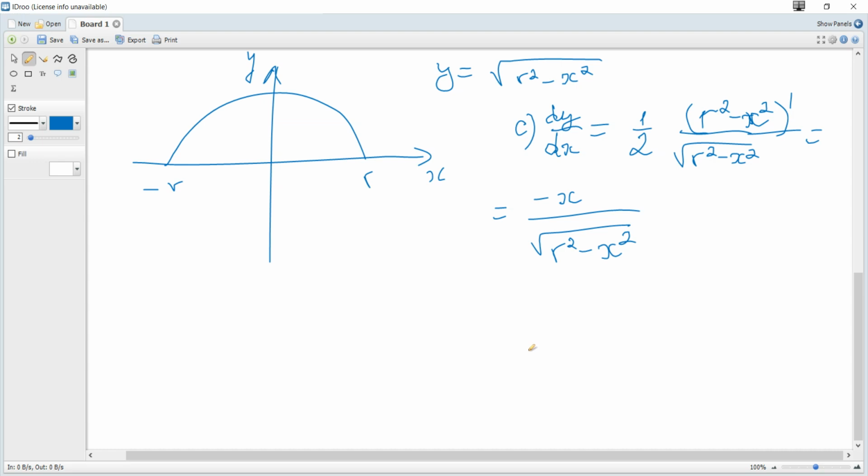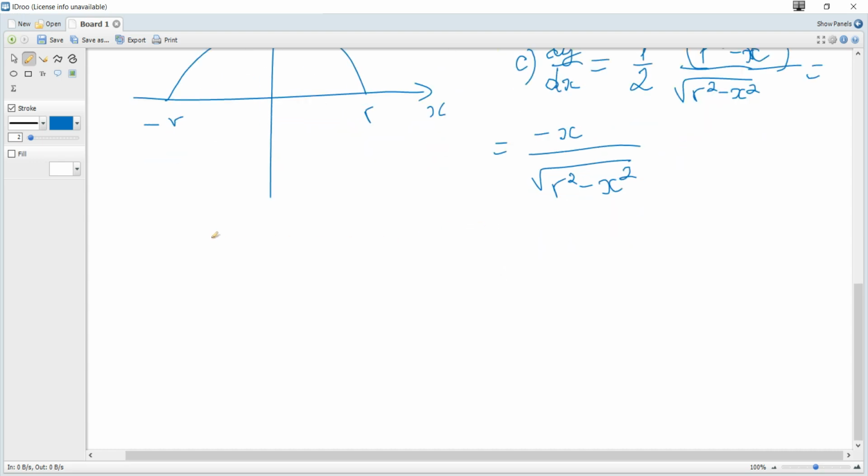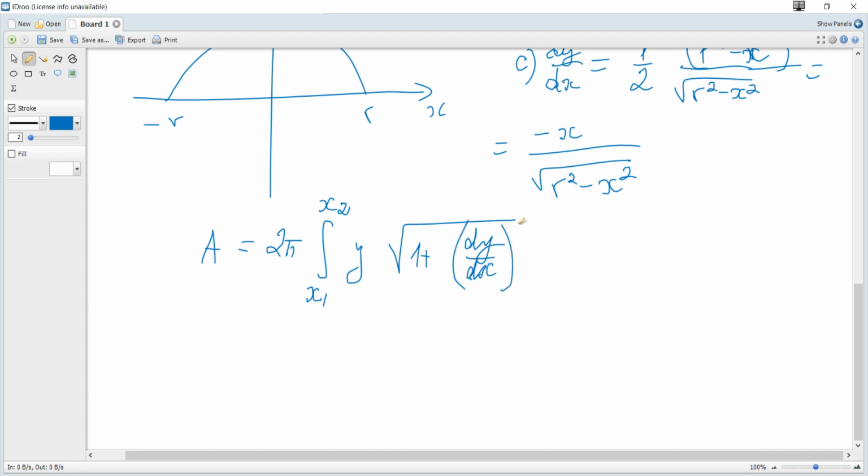A differentiable curve y is f of x is defined for x greater than or equal to x1 and less than or equal to x2, and y is greater than or equal to 0. When any such curve is rotated through 360 degrees about the x-axis, the surface formed has an area given by the formula 2 pi integral from x1 to x2 of y square root of 1 plus (dy/dx) squared dx.